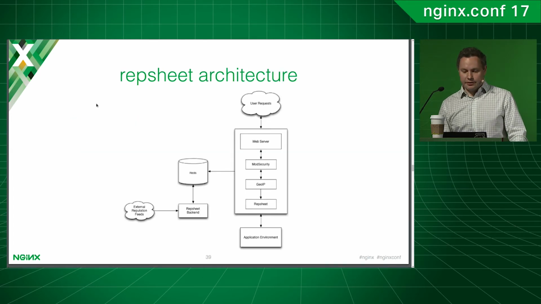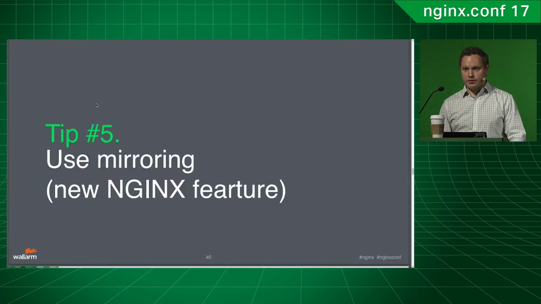This is the architecture of repsheet. You see that there is a web server, it is NGINX, there is ModSecurity, which is an example of a WAF, some GeoIP module, and there is repsheet, which can use all the data from the Redis database to block the requests based on certain parameters. This could be useful, but it definitely requires some modification to be deployed in your infrastructure.